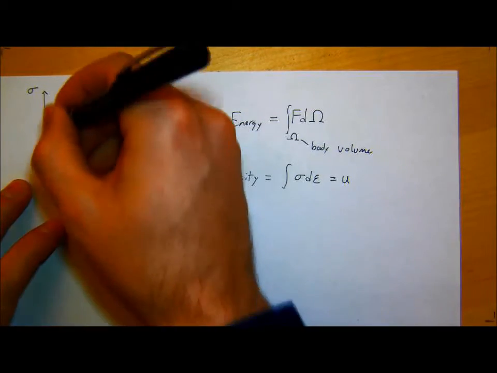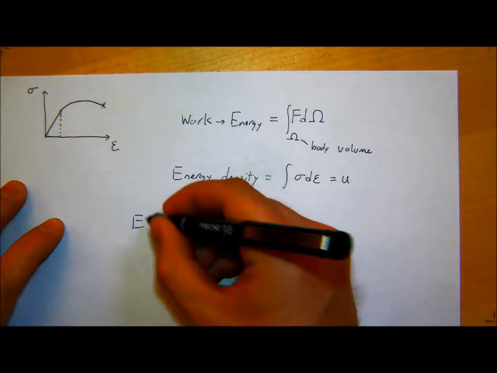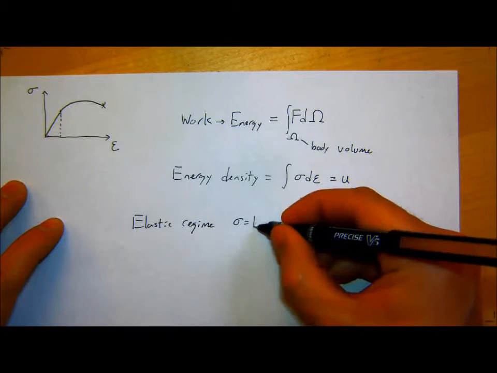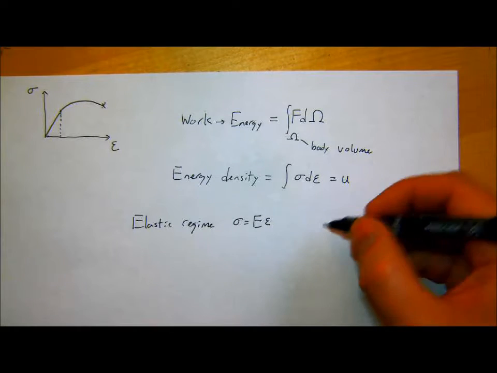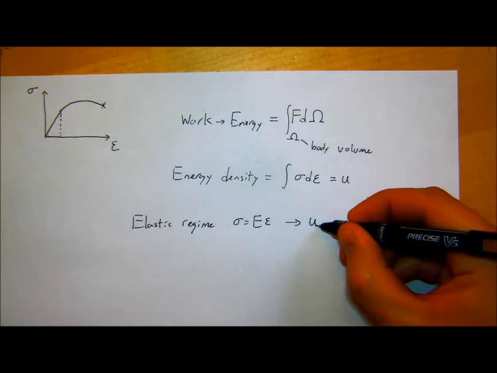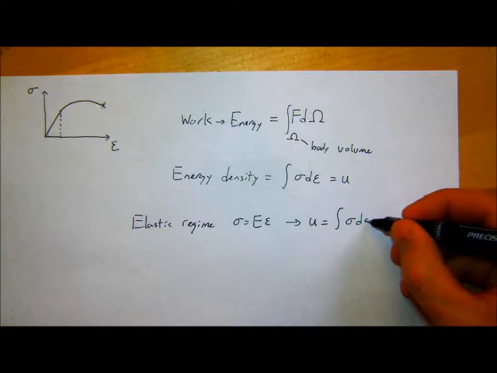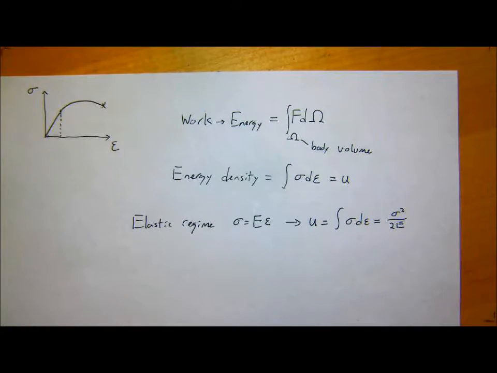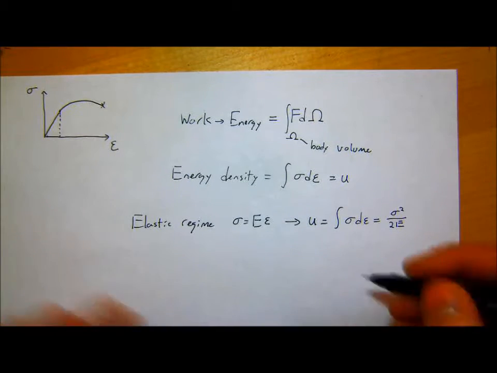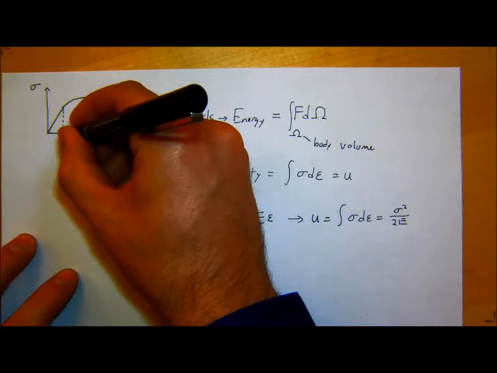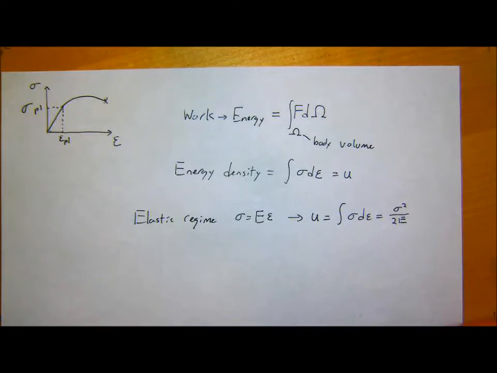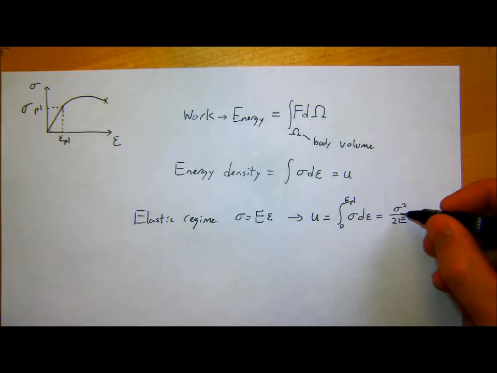So, in the elastic regime, we know that stress is equal to E times strain. So our U in the elastic regime, the integral of sigma d epsilon, is equal to sigma squared over 2E. Make sure I did that right, not giving you false information. Yes. So this is valid up to this point, which I'm going to call the plasticity point, sigma plasticity, where this is from 0 to epsilon plastic.